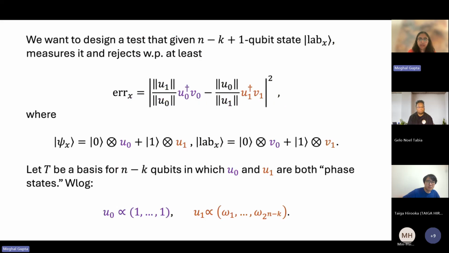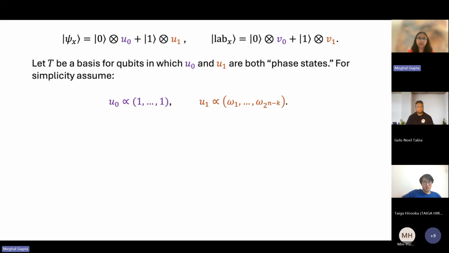So I guess we'll let T be any basis that satisfies this property, that U0 and U1 are both phase states, i.e. for U0 every outcome is equally likely, and also for U1 every outcome is equally likely. And then we'll show that if T is any phase basis, then the algorithm I'm going to describe on the next slide succeeds. And after that, we'll show that we can find some T satisfying this property that we can implement measurements in efficiently.